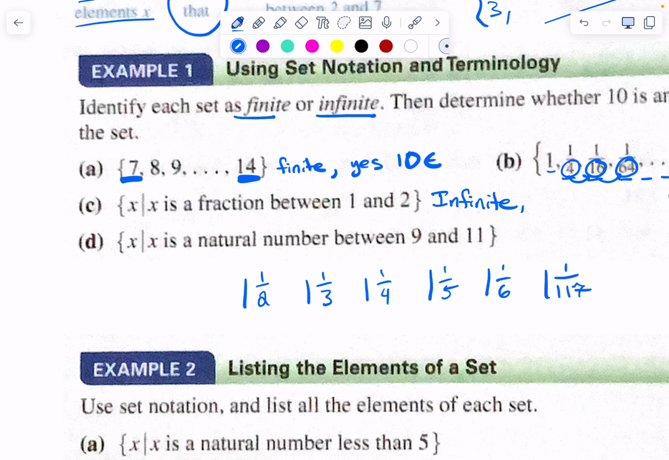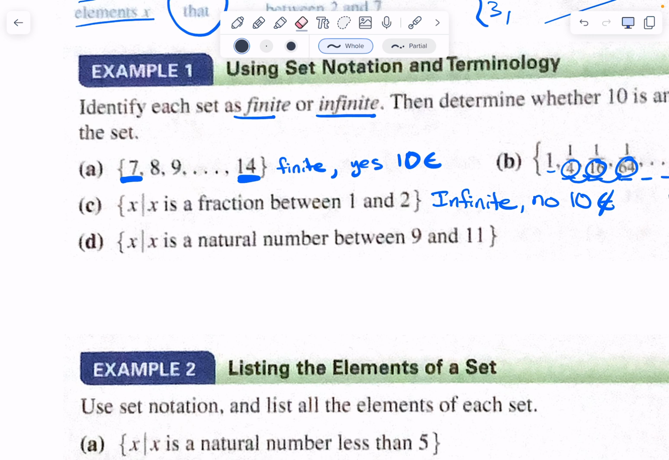Infinite. No. Is 10 an element? No, 10 is not an element. This is finite, yes.